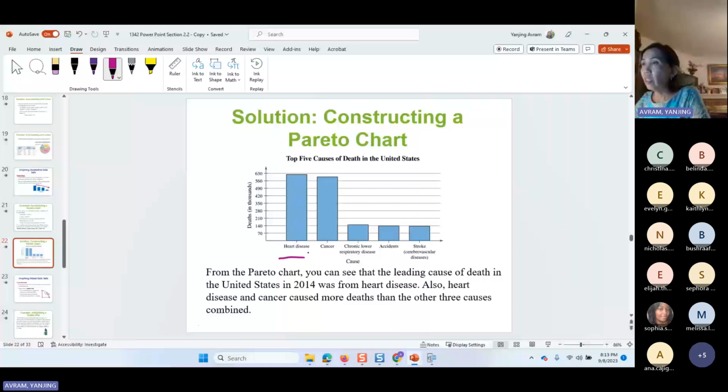All right, and cancer is the second one, then chronic lower respiratory disease, accident. Unfortunately, accidents happen, but that looks like a pretty unnecessary death for those kinds of things. So we have to be very careful that way. Don't cause any accident, right? And then a stroke, that kind of thing. So those are the top 5 causes of death in the US.